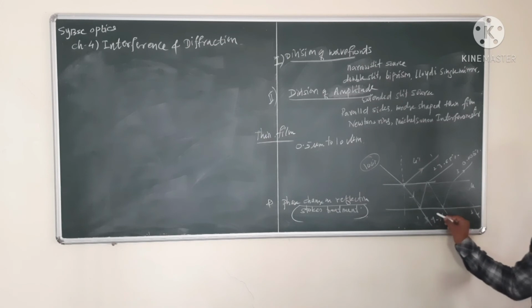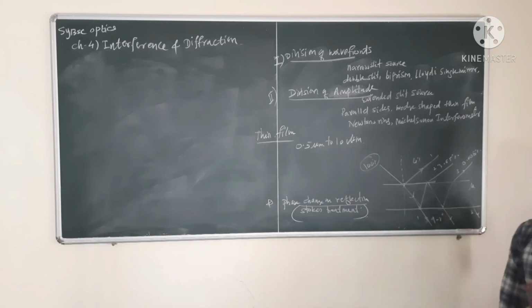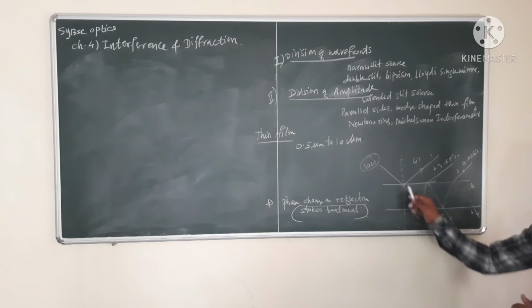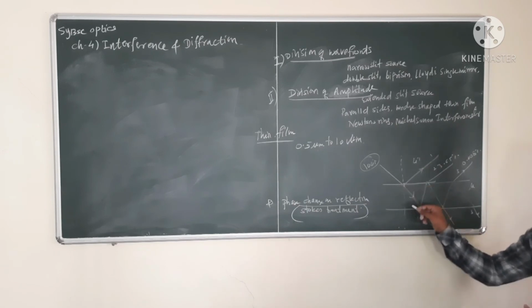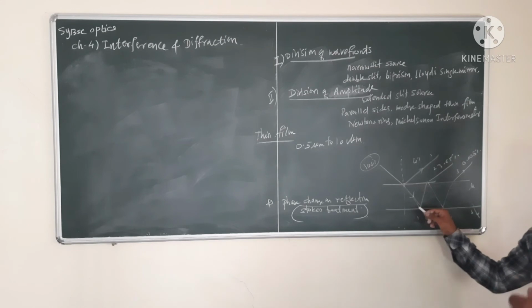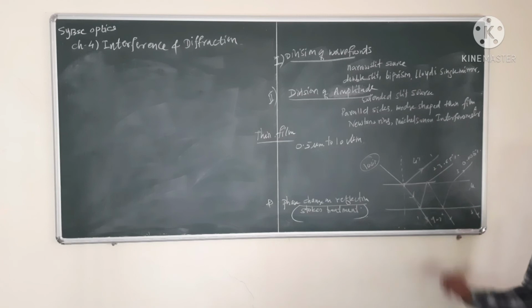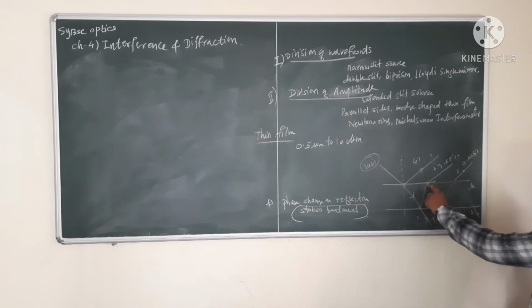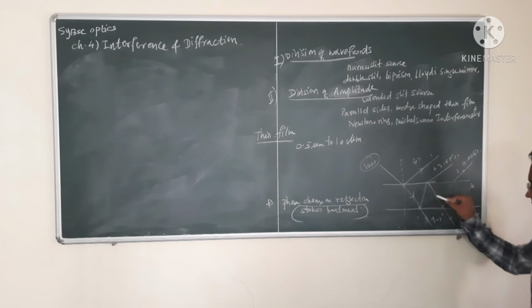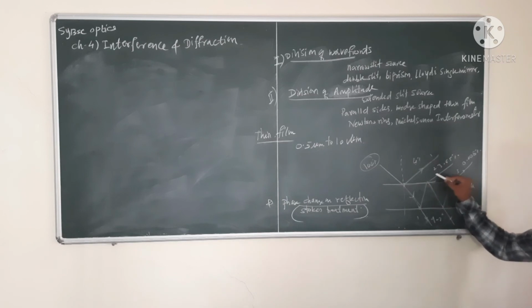This light ray is known as the transmitted light ray because it is incident and then came out of this thin film. That's why it is known as transmitted. 92% intensity of light is transmitted. See, 92% and 4%, there is a very large difference. Now here again, at this point, the light ray is partly reflected and partly refracted.